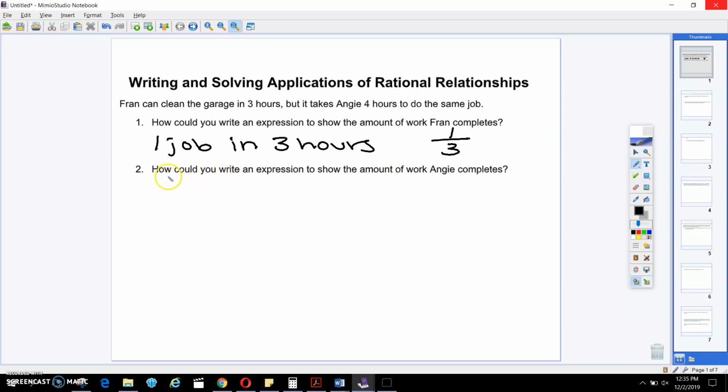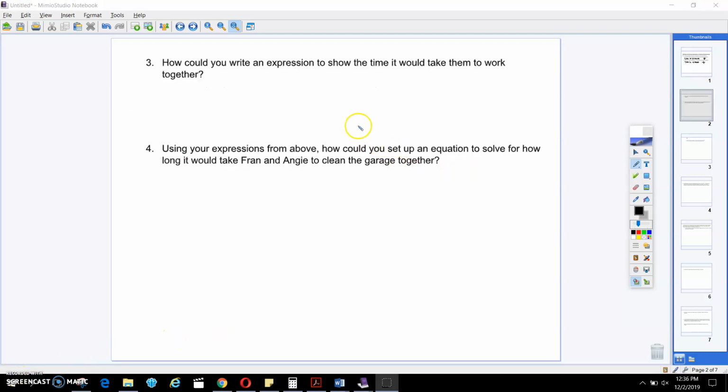So on number 2, it says, how could you write an expression to show the amount of work Angie completes? So she's trying to do one job in 4 hours. So that's going to be 1 over 4. Okay? So how could you write an expression to show the time it would take them to work together? So that would be one task over, we don't know how long it's going to take them. So if we don't know something, we call that x, right?